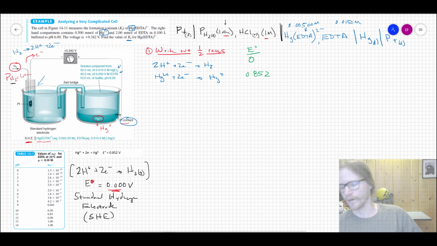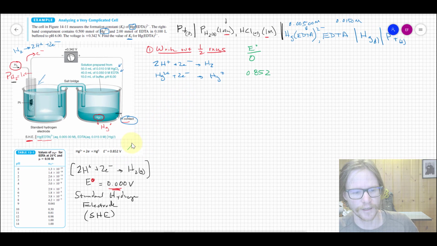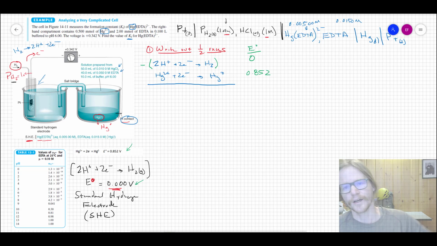So I'll look up the standard reduction potentials for both of these half reactions. You can see one I just wrote down here. It's 0.852, and we know the other is 0 by definition. And so I'm going to arrange these in the way that they're actually occurring in real life. And we know that the hydrogen reaction is occurring in the opposite direction. So sort of by default, we know then that the mercury is going in the correct direction. So what that means then is I need to multiply this reaction by -1, so we need to flip it, which means I need to multiply this by -1, which doesn't change anything.